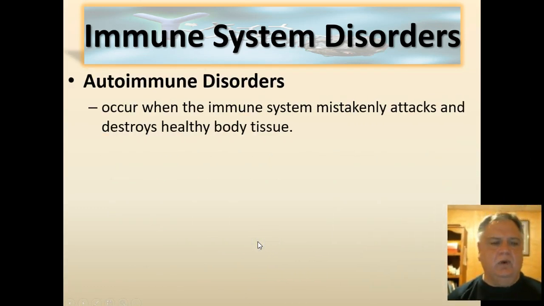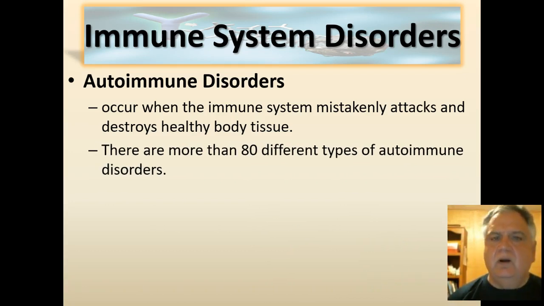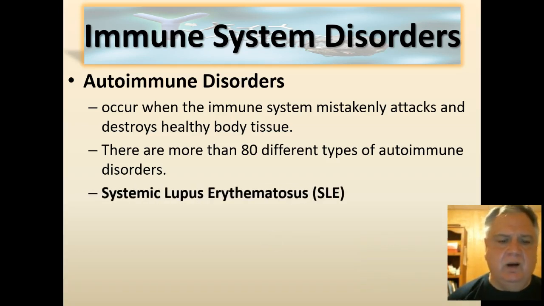Okay, next up we take a quick look at autoimmune disorders. These occur when the immune system mistakenly attacks and destroys healthy body tissue. There are over 80 different types of autoimmune disorders. Again, the immune system is going to attack itself, self. So the immune system is attacking itself. There are over 80 different kinds. We can't take a look at all of them. One we can take a look at is lupus, or what clinically is called systemic lupus erythematosus, or SLE.